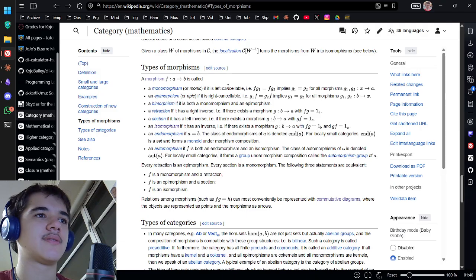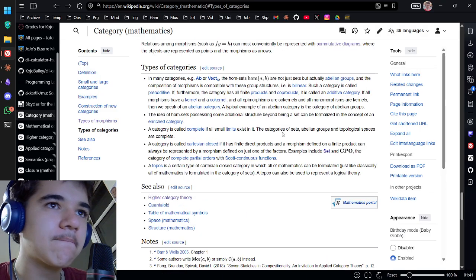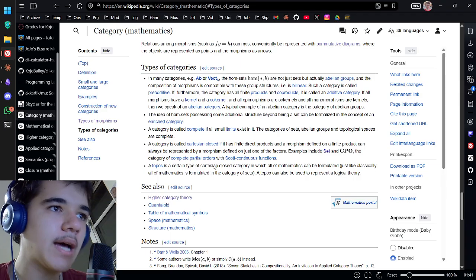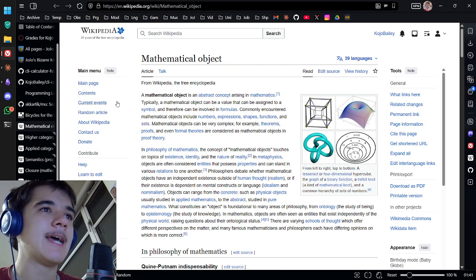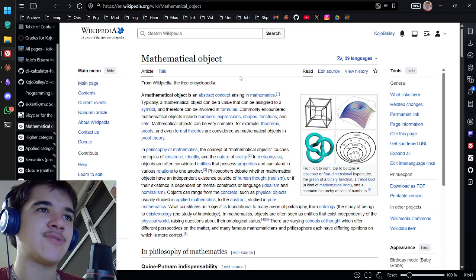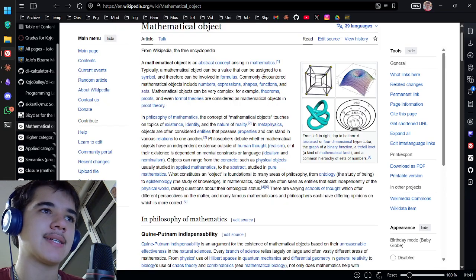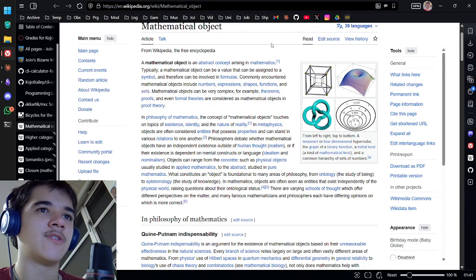Types of morphisms, or you saw these types of categories. Okay, cool. So we can move on from the categories. Objects. Oh yes. So a mathematical object is an abstract concept arising in mathematics. Typically a mathematical object can be a value that can be assigned to a symbol, and therefore can be involved in formulas. Very abstract indeed.